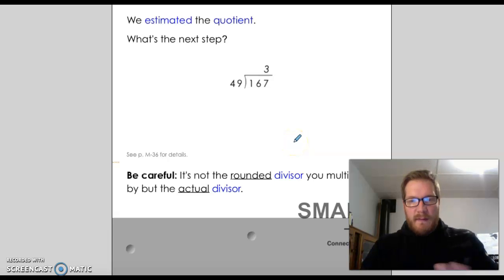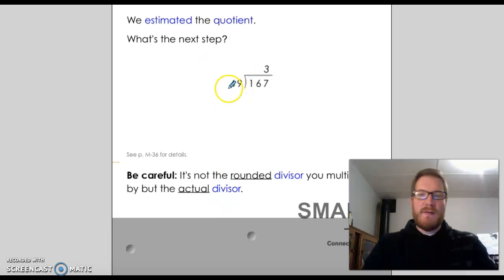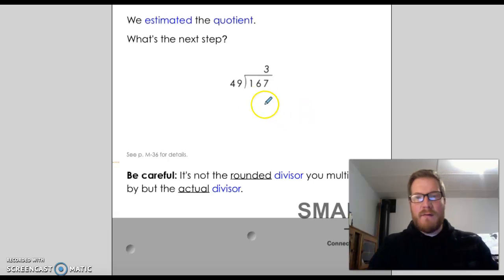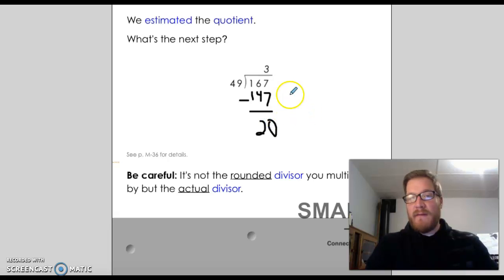So there's a little note here to be careful. It's not the rounded divisor you multiply, but the actual divisor. So we're not going to do 50 times 3, because that's 150. We have to do 49 times 3. And so I'll open up my calculator, and 49 times 3 is 147. So that's what's going to go down here, is 147. And then I would do my subtraction and see that my remainder there is 20. And so that would finish off that question. 49 fits into 167, 3, remainder 20.